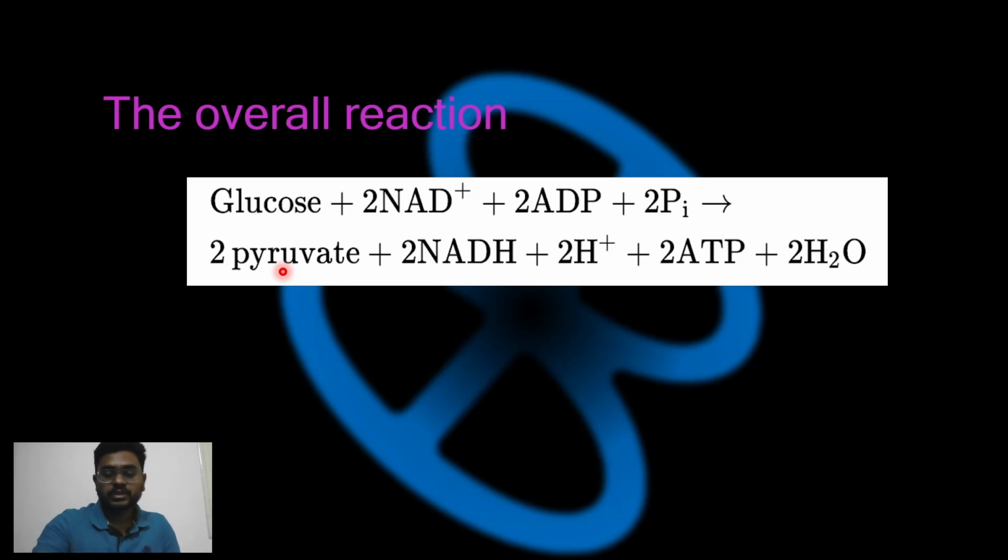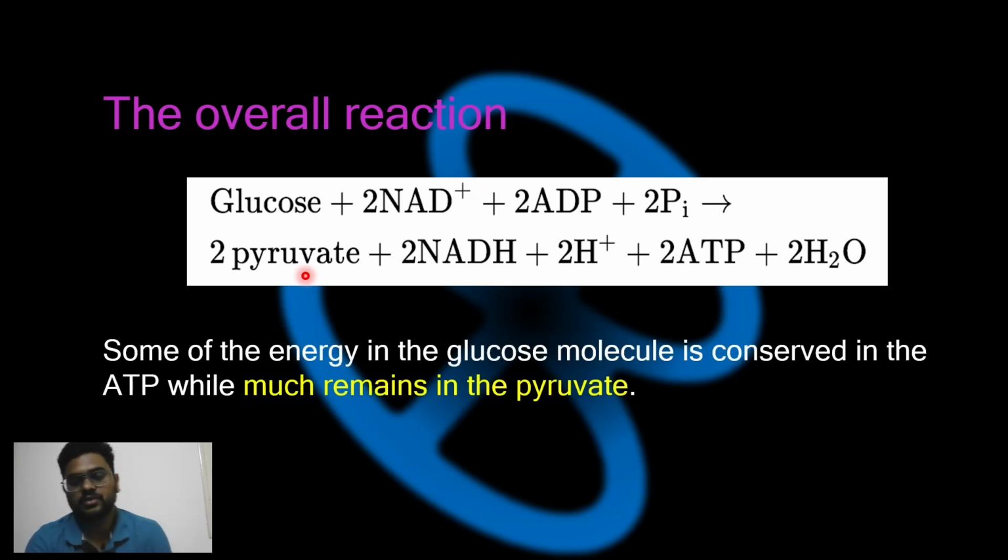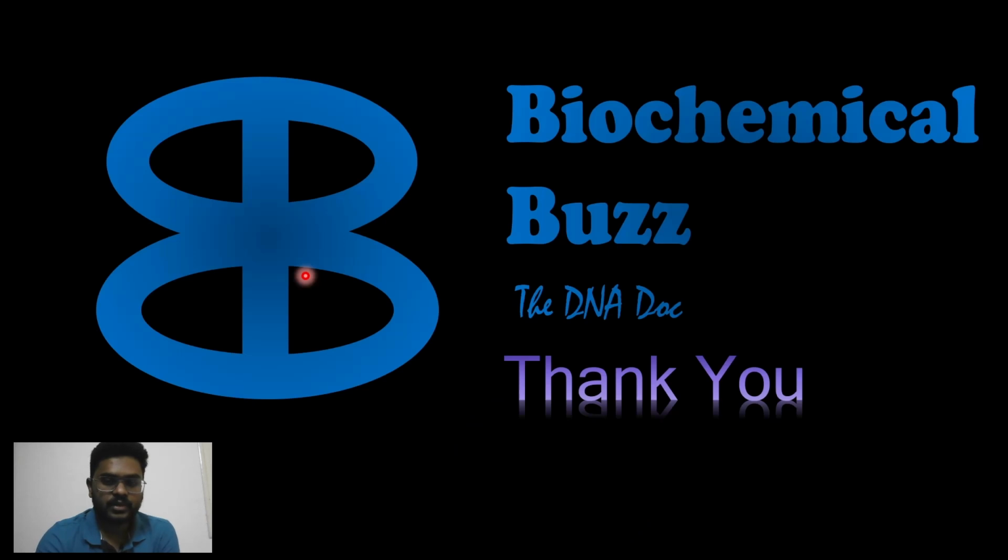So the rest of the ATPs would be produced by further oxidation of pyruvate. So in total, from a single glucose molecule, your body can produce about 30 to 32 ATPs. Though that energy still lies in the pyruvate molecule, in the next step after glycolysis, further oxidation will occur to the pyruvate and it will produce the rest of the energy. So that's all. Thank you.